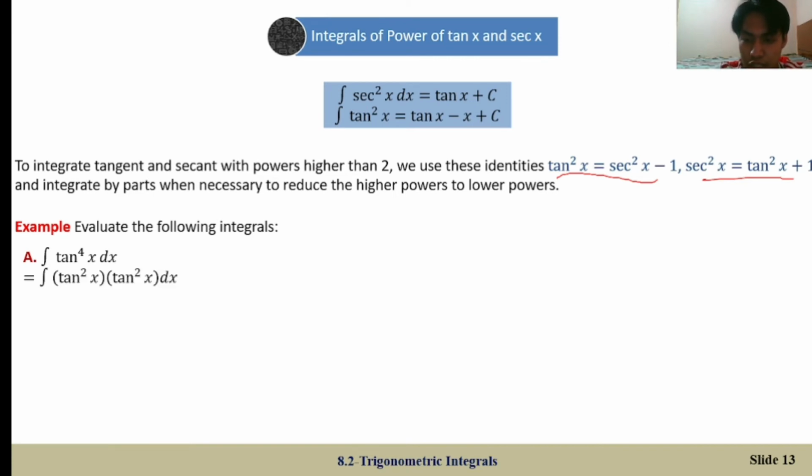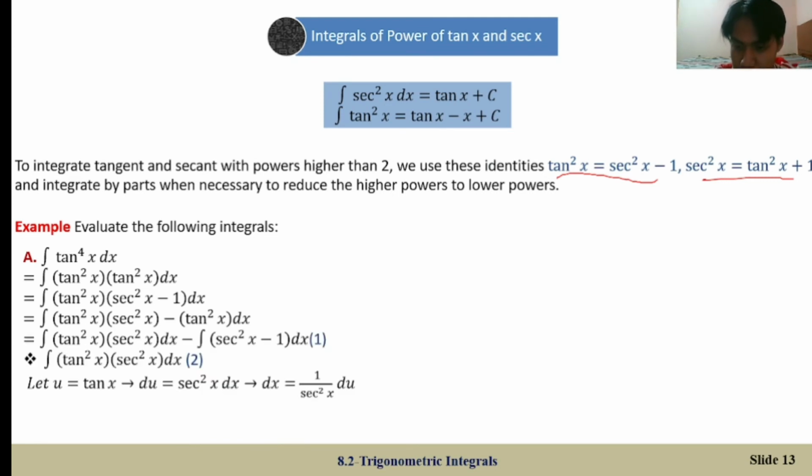First, we transform tangent 4x into two parts, which is tangent squared x multiplied by tangent squared x itself. Then, we change one tangent squared x to secant squared x minus 1 by using the identities right here. And then we multiply this factor by tangent squared x. You will get a new form of integral to integrate part by part.